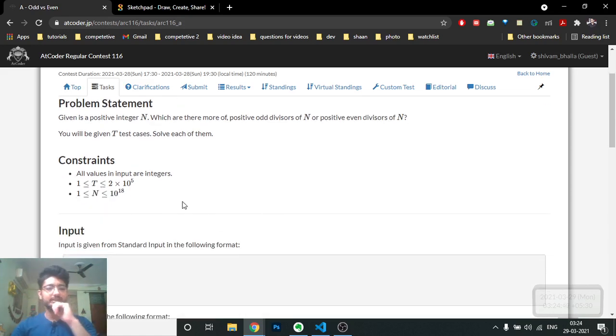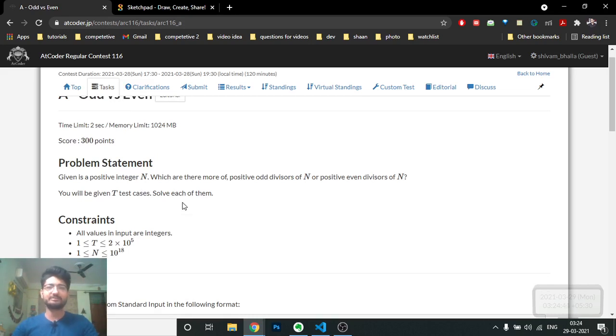Now the easiest way to find the divisors is in under root of n. You iterate from 1 till under root of n, and for every number find out whether n is divisible by that number or not. But n is pretty high, and it also has t test cases, so you cannot do it in that manner. You cannot find divisors for every number when n is very large. So it means there might be another way to find the divisors.